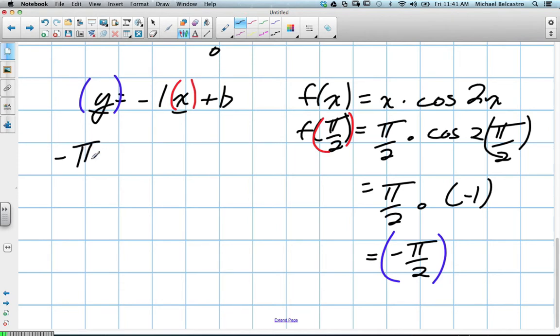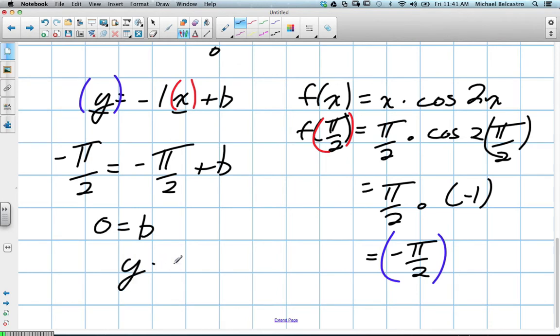So we'll replace our y with negative pi over 2 and our x with pi over 2. So negative pi over 2 is equal to negative pi over 2 plus b. This means our b is 0, which means the equation of our line is y is equal to negative x, just our slope.